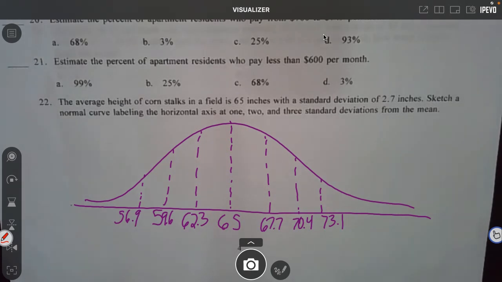Okay, and then it says sketch our normal curve. I've labeled my horizontal axis at 1, 2, and 3 standard deviations from the mean. That's it. That's all it wants on that one. Okay, they didn't tell me to find anything. Done. Does that make sense, y'all? Yeah. Okay. Now on some of these others, can I erase that or not yet?